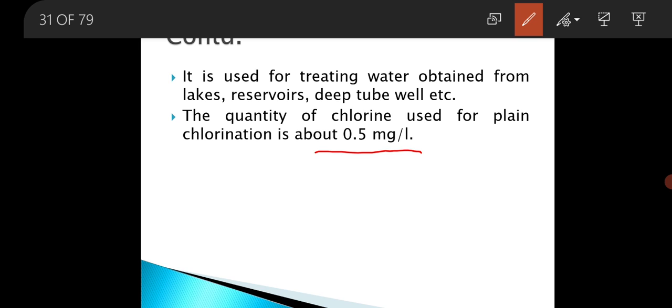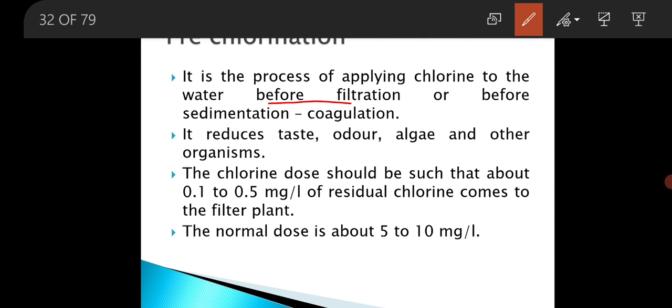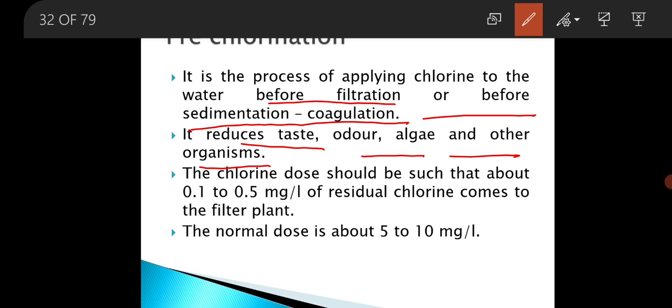Then next, pre-chlorination. Pre-chlorination is the process of applying chlorine to the water before filtration or before sedimentation and coagulation. It helps in improving coagulation and reduces the load on the filter. It also reduces taste, odor, algae and other organisms.